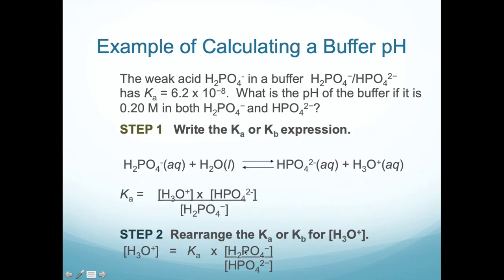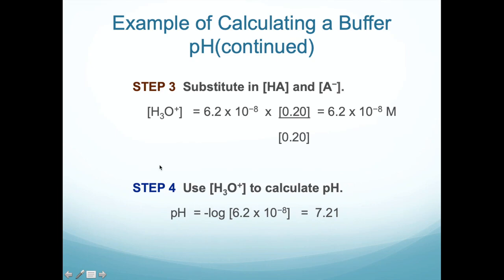It's probably not going to be super important here because the numbers happen to be the same. You've got 0.2 divided by 0.2, which cancel each other out. So in other words, our hydronium ion concentration is just 6.2 times 10 to the negative 8, the value of your Ka. So how do we find the pH? You just take the negative log of that number, and you find that the pH of your solution is 7.21. All right, and that's how you figure out the pH of a buffered solution.